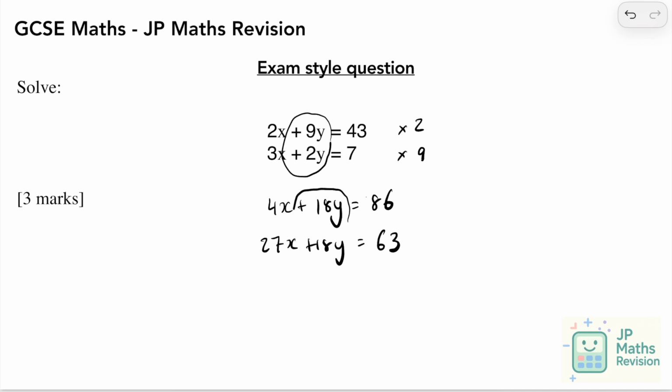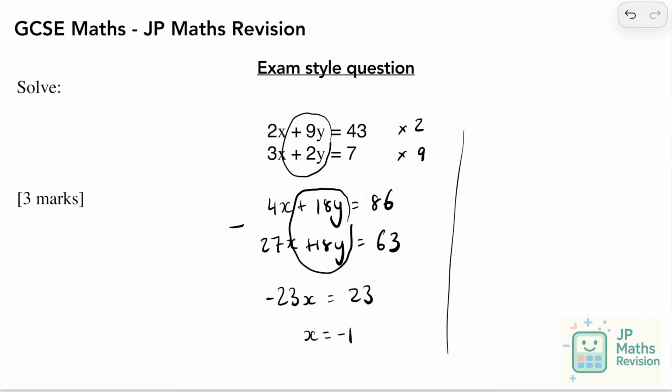So we've got an 18y and an 18y, they're both positive, so I'm going to minus. So 4 minus 27, that's minus 23x, and then 86 minus 63, that is 23. So therefore x equals minus 1.